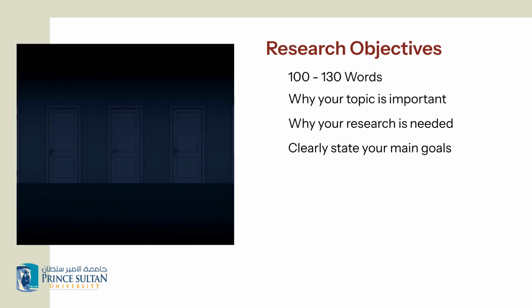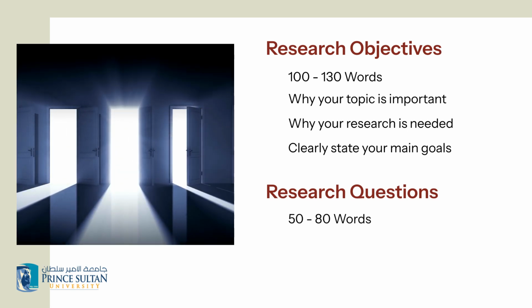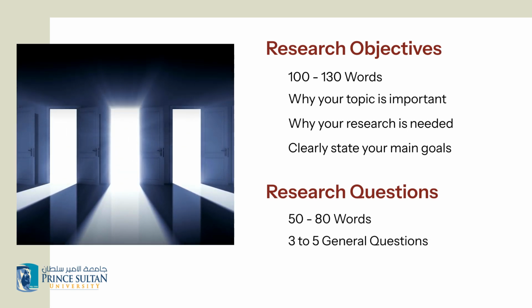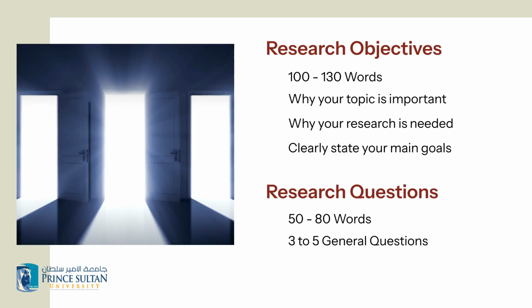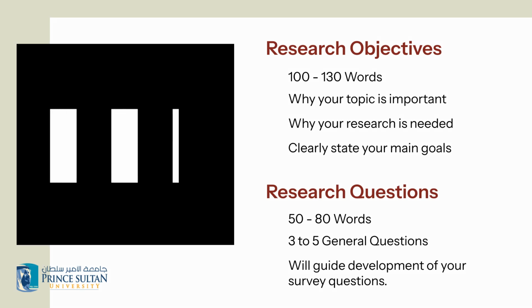After setting your objectives, focus on the research questions within 50 to 80 words. Create 3 to 5 key research questions that align with your goals. These are not the exact questions you'll ask, but they will guide your survey creation in Google Forms. They define your project's purpose and keep data collection relevant.